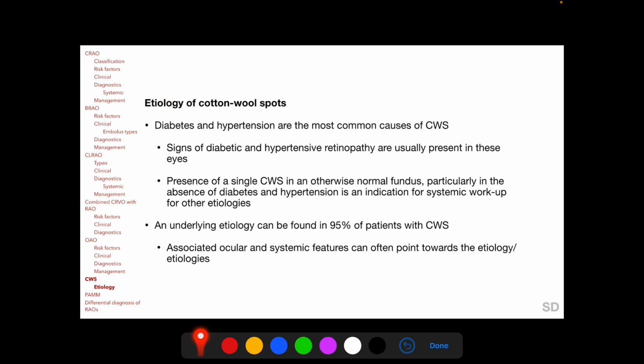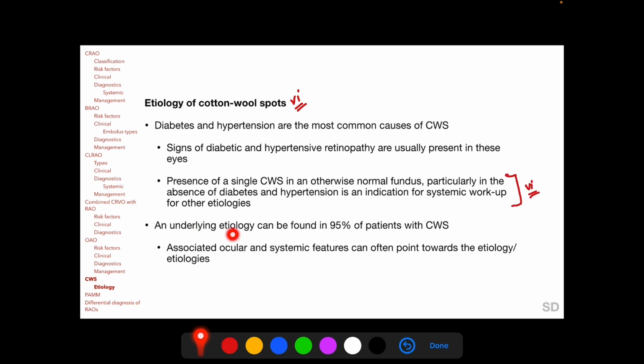Etiology of cotton wool spots is important, and diabetes and hypertension are the most common causes of cotton wool spots. Signs of diabetic and hypertensive retinopathy are usually found in eyes having cotton wool spots, but presence of a single cotton wool spot in an otherwise normal fundus, particularly if the patient does not have diabetes or hypertension, is an indication for systemic workup for other etiologies, which we'll discuss, and this is very important to remember.